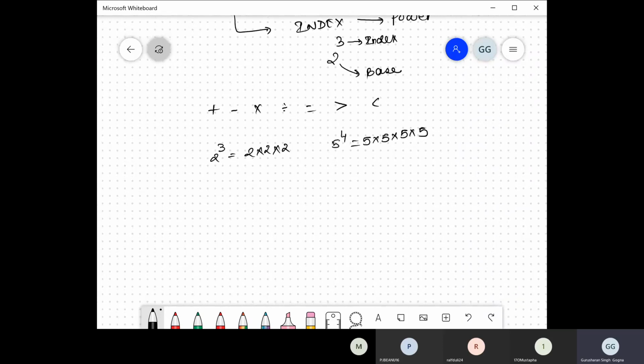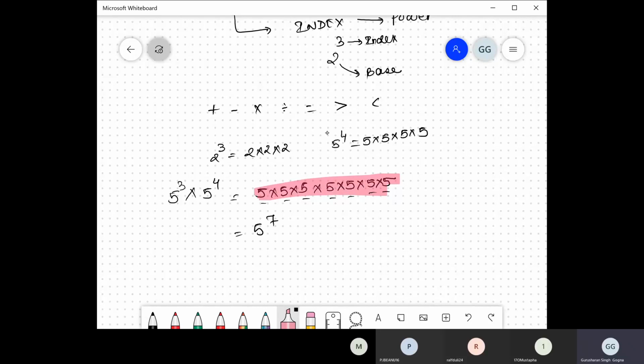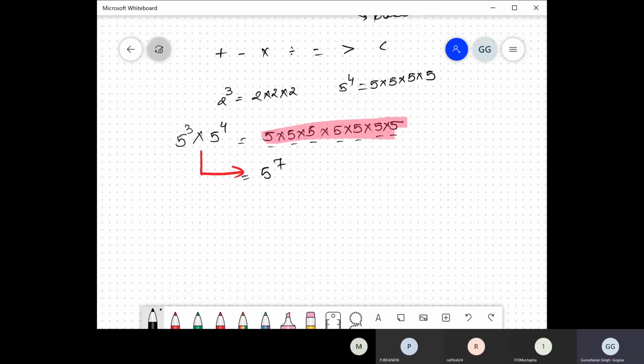But in some cases, it's obviously very complicated if you do it like that. If you want to multiply, let's say, 5 to the power 3 with 5 to the power 4, you will say 5 to the power 3 means 5 by 5 by 5, and 5 to the power 4 means 5 by 5 by 5 by 5. So how many fives are there? 1, 2, 3, 4, 5, 6, 7. So you can say 5 to the power 7, isn't it? But instead of doing this intermediate step, we can directly work from this step to this step if you know the rules, which are also called laws of indices.